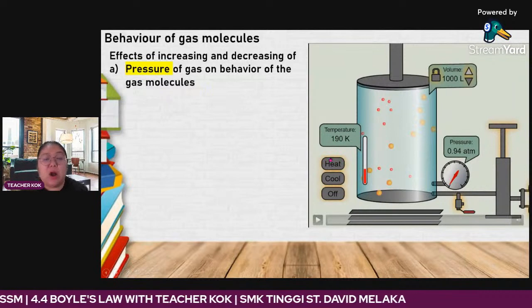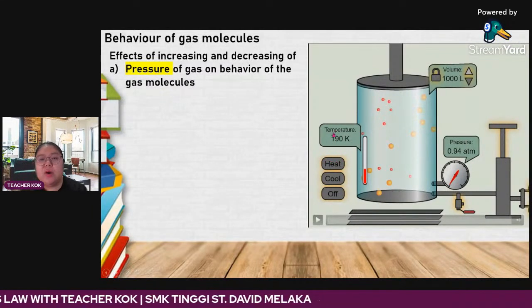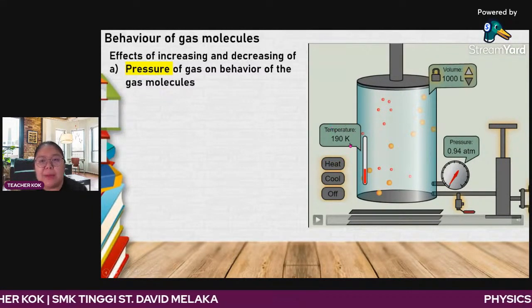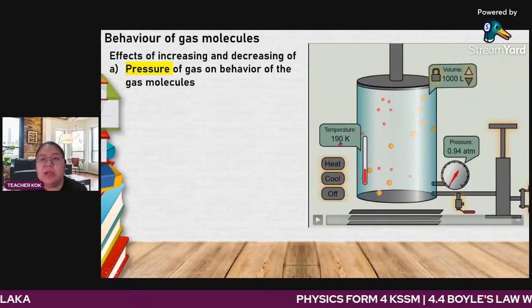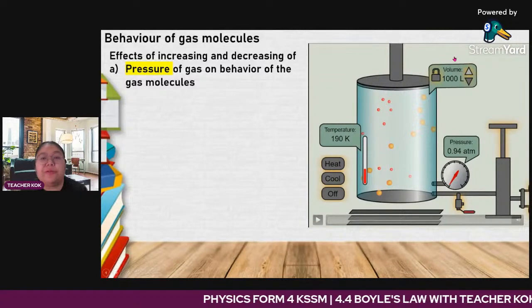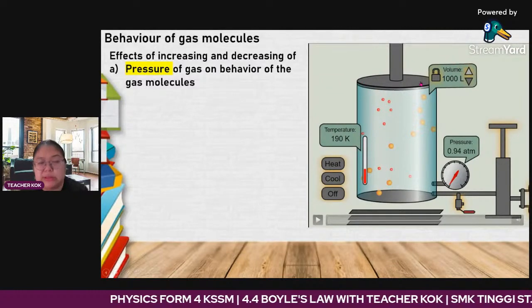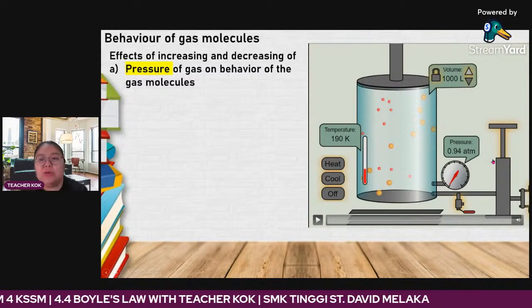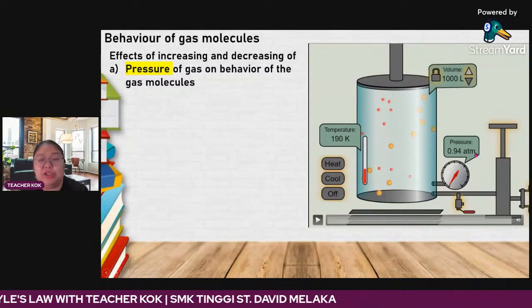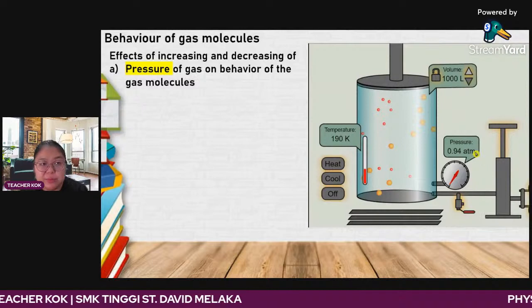Okay, now we go and observe the diagram first. Here you can see the temperature. Now I make the temperature constant. I never heat it. The volume I also fix. I don't adjust the piston, so that means the container stays the same bigger size like this. So I am going to adjust the pressure.